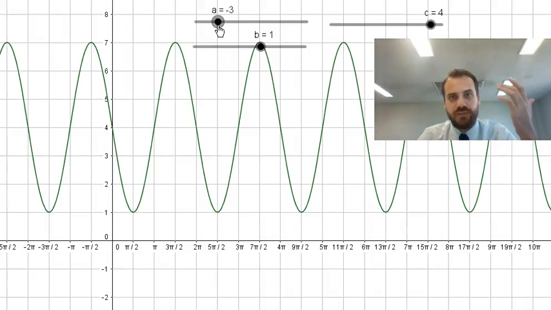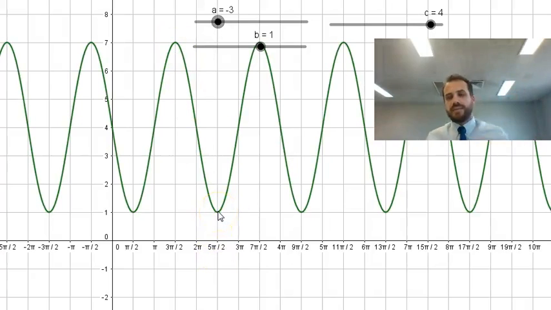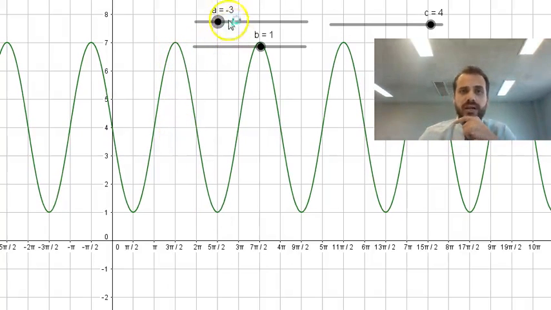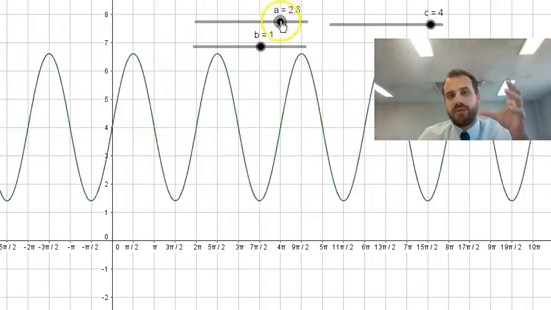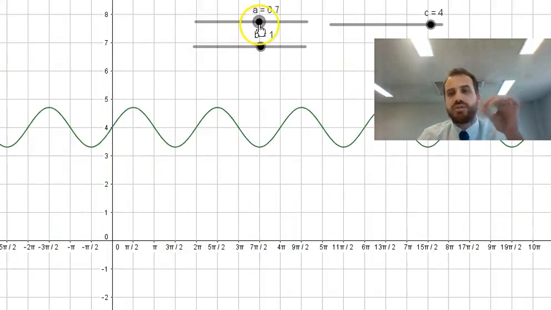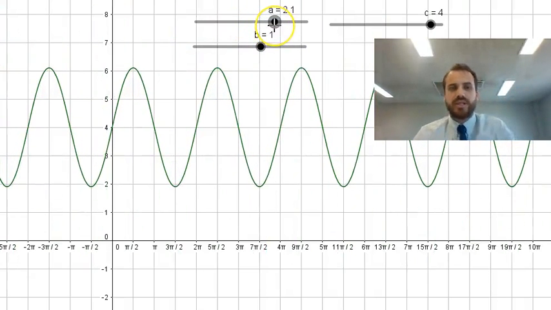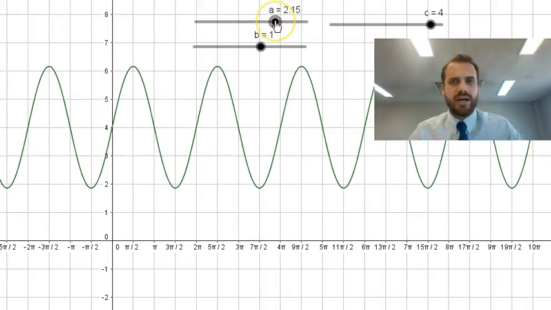Let's choose a different one. Okay, the highest value here is 7. The lowest value here is 1. The difference between them is 6. So the amplitude is 3. You'll notice here it says a equals -3. We'll talk about a values later, but it doesn't matter whether the a value is positive or negative, the amplitude is still going to be positive. Amplitude has an absolute value. Okay, so that's everything I know about amplitude and how to find it.